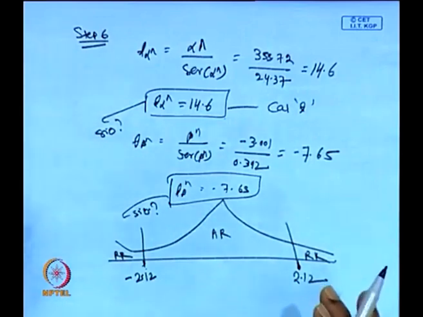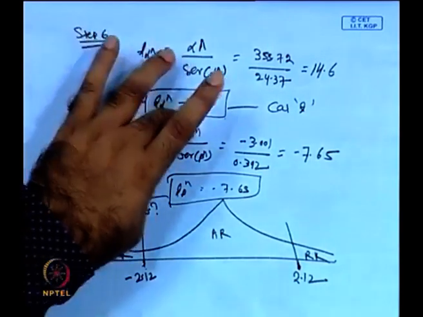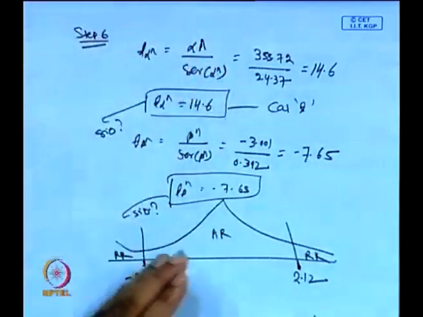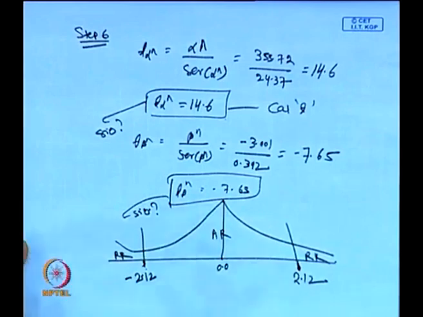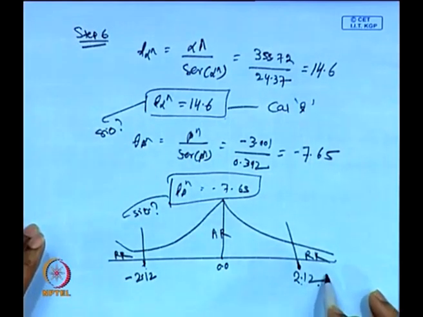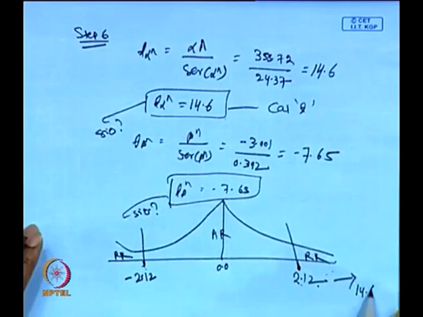So, what is the criteria here? We start with the t alpha hat. t alpha hat is 14.6, so it is coming in the right tail. This is the origin, 0.0, and 2.12 means the critical value. So 14.6 will come on this side, which is the rejection side. Once it is in the rejection region, we reject the null hypothesis. So our statement is that alpha hat is not equal to 0, which means alpha is statistically significant.